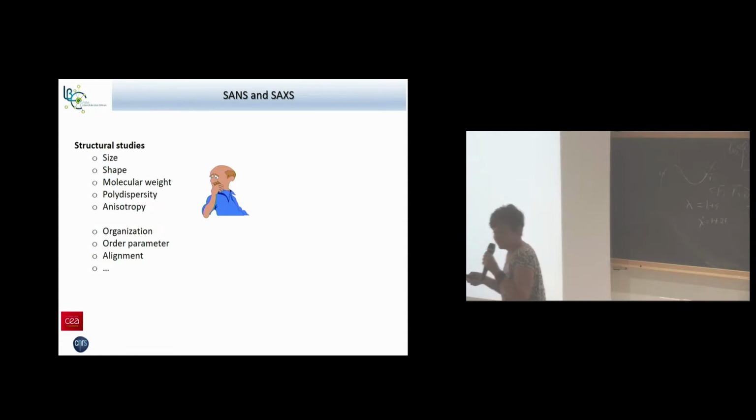And some molecules are anisotropic. Sometimes if you stretch a sample, for example a polymer, you will have some anisotropy due to the fact that the direction of the molecule along the stretching direction is not the same as the direction perpendicular to the stretching direction. And as mentioned above, there is some organization. You may have some order parameter and some alignment for different purposes.